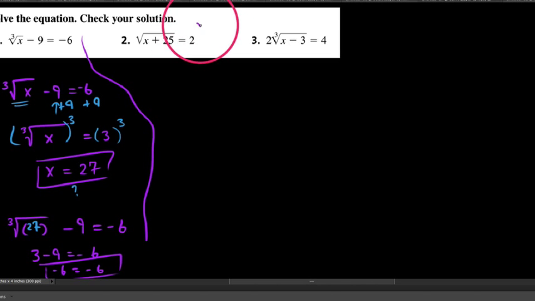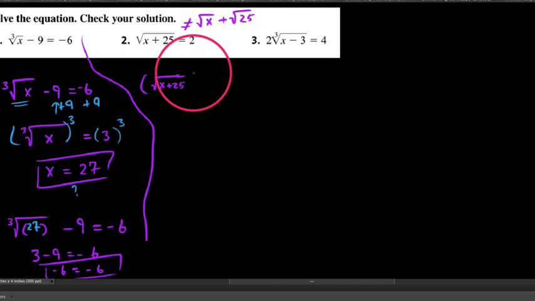Now, one thing I do want to say about this is this is not equal to the square root of x plus the square root of 25. Remember that I can only split up the radical if this is multiply or divide. So with what we have here, we really have the square root of x plus 25 by itself on the left-hand side. So what I'm going to do is square both sides. We have x plus 25 inside the radicand here, and we get 2 here. I'm going to go ahead and square both sides to get rid of the square root.